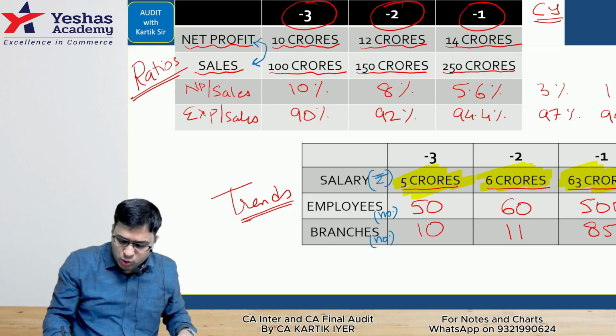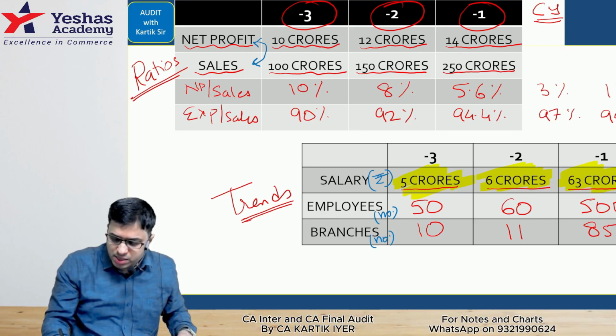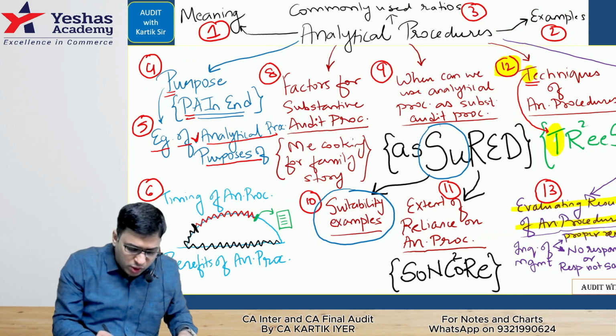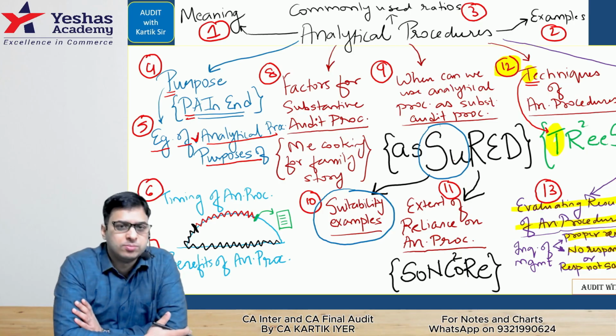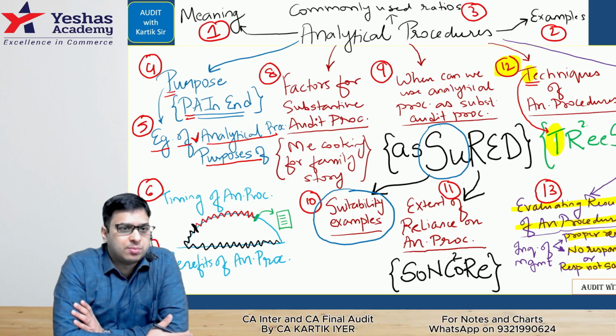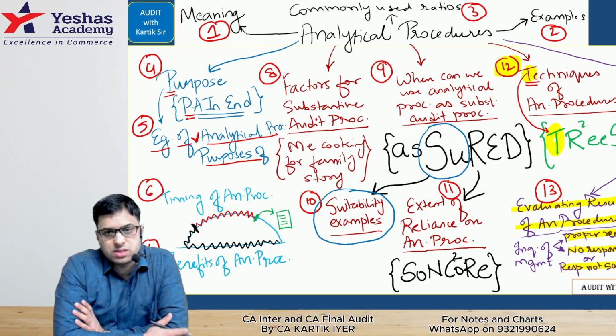Now we go back to the answer. You inquire to the management. If the management is able to give you a proper response, then great. But if the management is not able to give you a proper response, no response, or response not satisfactory, then we'll do other audit procedures. That is how it will flow. This completes your chapter number 4.2, analytical procedures. Easy.